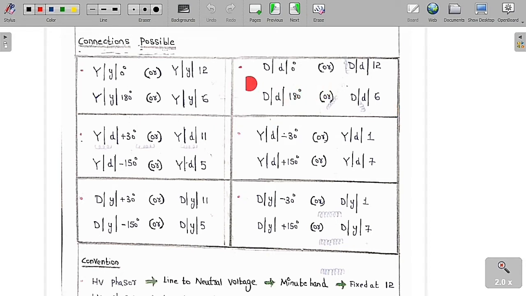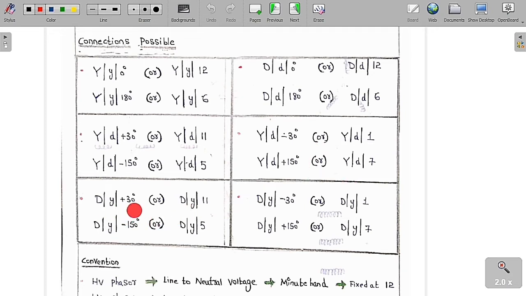You can see clearly that in a star you can get either 0 or 180. In delta also you can get either 0 degree or 180 degree. 0 degree means 12 o'clock, 180 degree means 6 o'clock. In the star-delta you can get plus 30, minus 150, minus 30, plus 150. Plus 30 means 11 o'clock. Minus 150 means 5 o'clock. Minus 30 means 1 o'clock. Plus 150 means 7 o'clock.